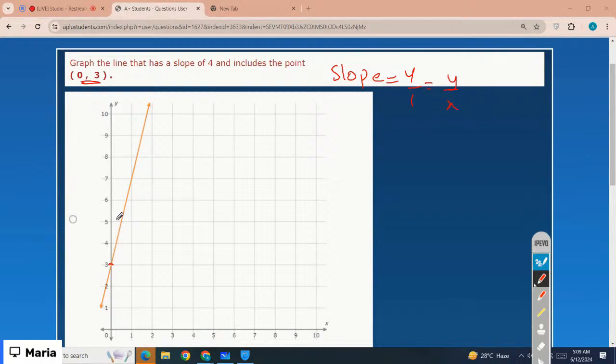And change in y, you have to see the change in y. 1, 2, 3, 4, and x is 1. So yes, that is the correct option. Option number 1 is the correct option. Got it? The correct option is option number 1.